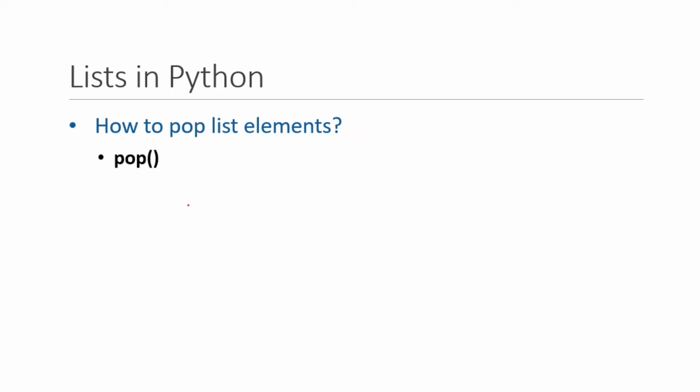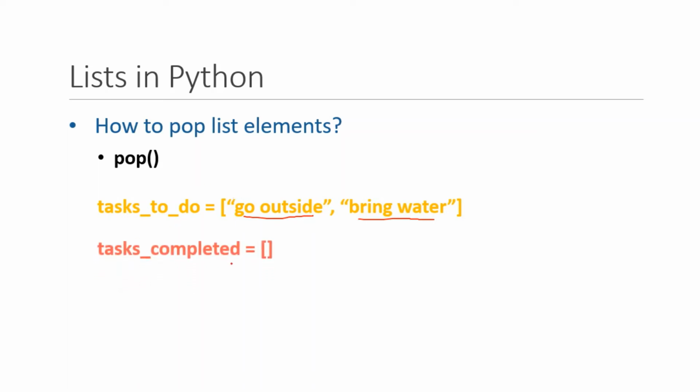Here, let's say I have a list which is task to do. In this list, I have used these two tasks, go outside and bring water, as the elements of this list, and I have another list which is task completed. In this list I have nothing. This list is empty right now. Any task that will be completed from this list will be removed from this list and added to this list. For example, this go outside task has been completed and I want to remove this task from this list and add this task to this list.